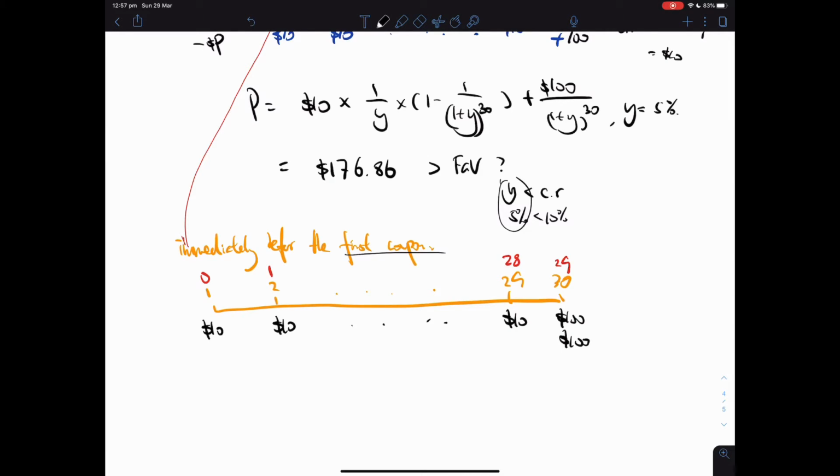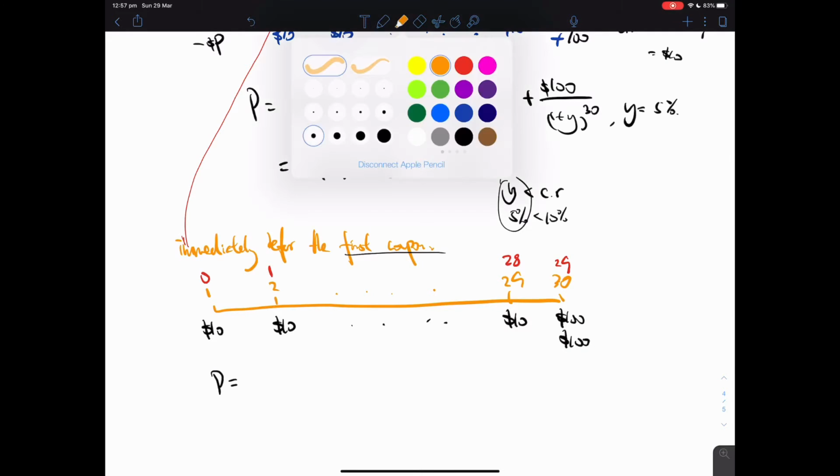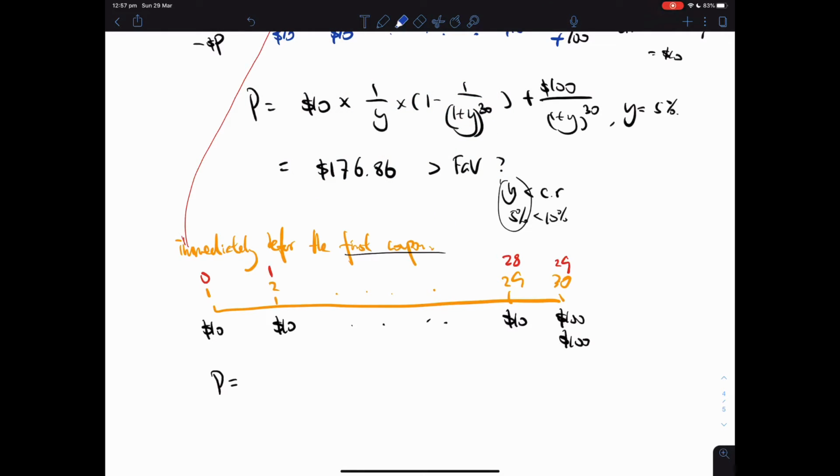So what's the price immediately before the first coupon? That equals what we learned from the workshop. Well, this isn't an annuity, but if we're just focusing on the blue line, that is an annuity. So the price equals an annuity: the payment times (1 minus 1 over (1 plus y) to the power of, what's the power here? How many payments in this annuity? 29, right? 29 payments.